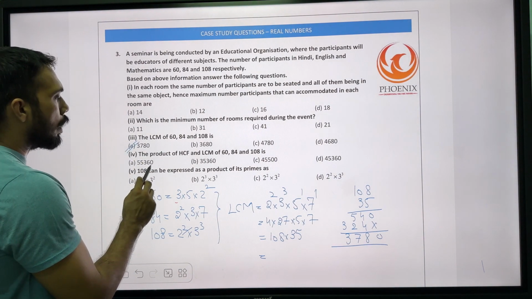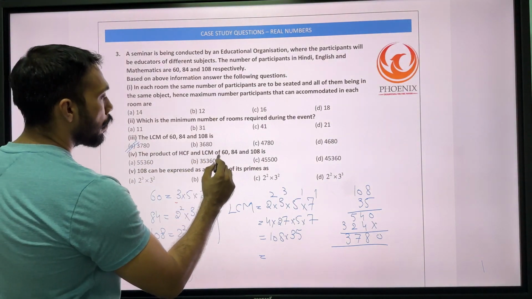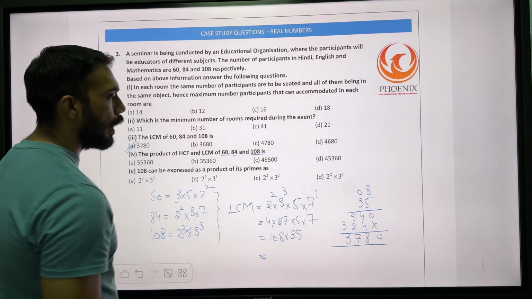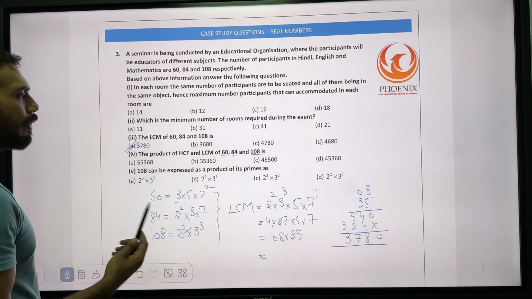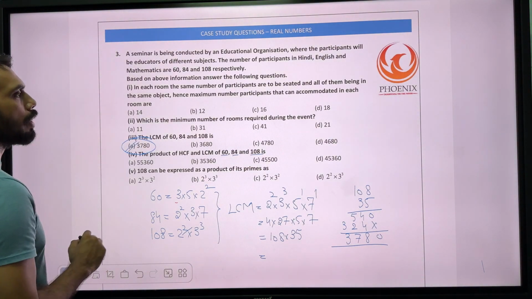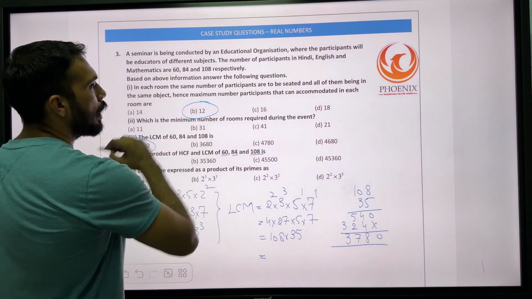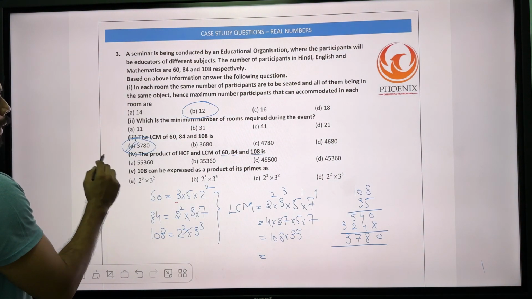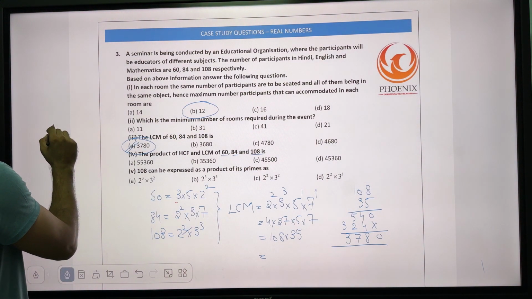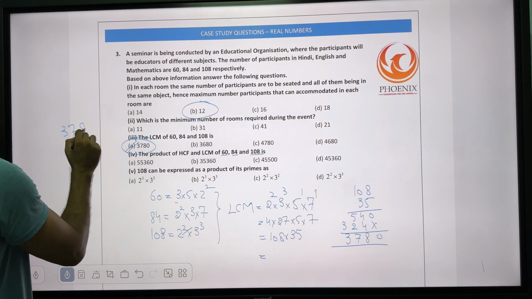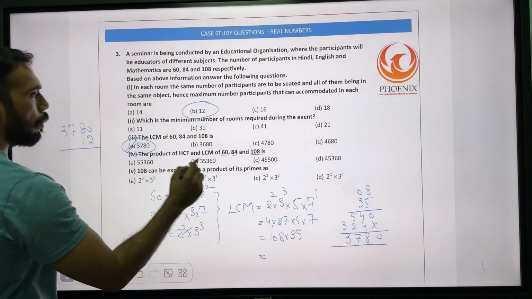Now let's move on to the next part, the product of HCF and LCM of 60, 84 and 108. ये आपने फाइंड आउट करना है. अब देखो product of HCF and LCM, you have the LCM as 3780, you have the HCF as 12. So my final answer for this fourth part is going to be 3780 times 12. Okay, this is the product of these two numbers.